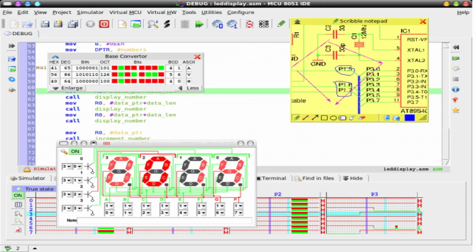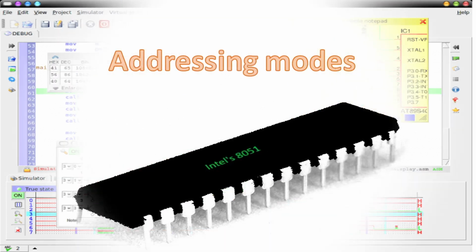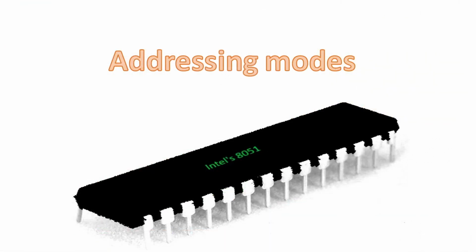Now we start the programming part of it. So in today's video, we are going through addressing modes of 8051. But before starting the addressing mode, we should know some basic terms which are useful in programming. Now let's start.